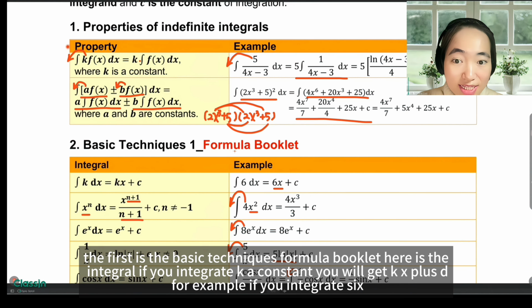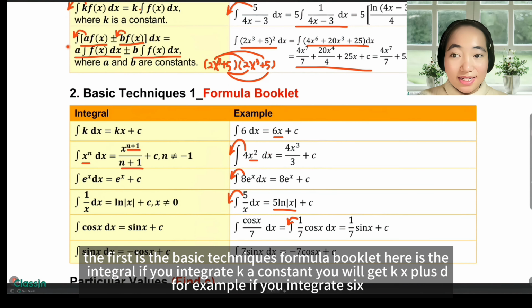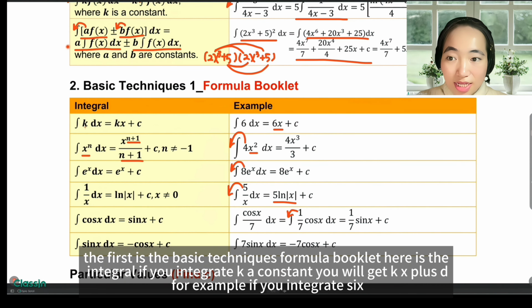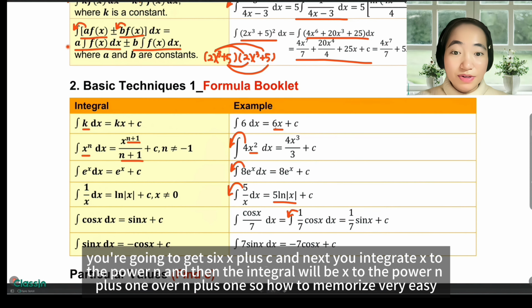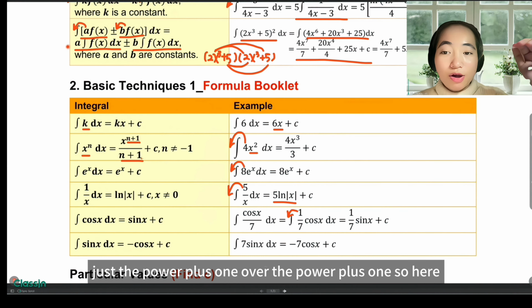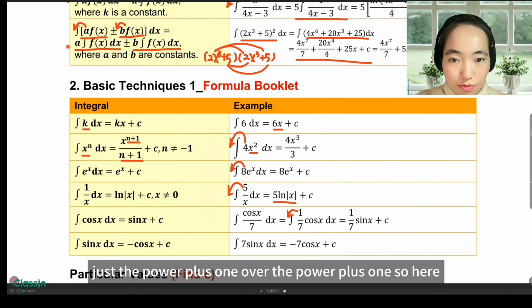The first is the basic techniques from the formula booklet. Here is the integral. If you integrate k, a constant, you will get kx plus c. For example, if you integrate 6, you're going to get 6x plus c. And next, you integrate x to the power n, and then the integral will be x to the power n plus 1 over n plus 1. So how to memorize? Very easy. Just the power plus 1 over the power plus 1.